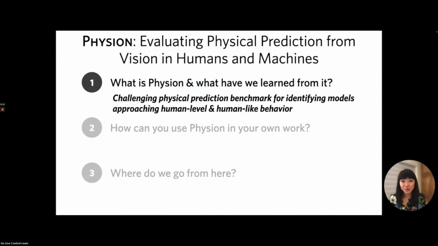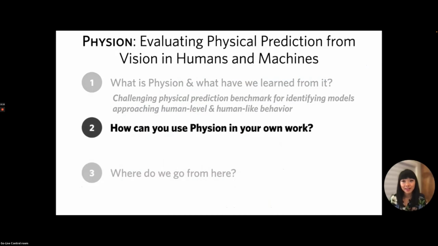I've so far told you about what problem the Physion dataset and benchmark was designed to solve, and some initial insights we gained from conducting some evaluations of models and benchmarking them against human behavior. But I'm here to tell you that the evaluations we've done so far are just scratching the surface. Our real hope for Physion is that it will be a useful resource to the broader computer vision and AI community to help you and your colleagues benchmark your own or others' models and understand how well they're approximating human physical prediction.